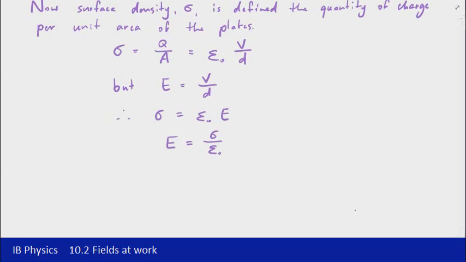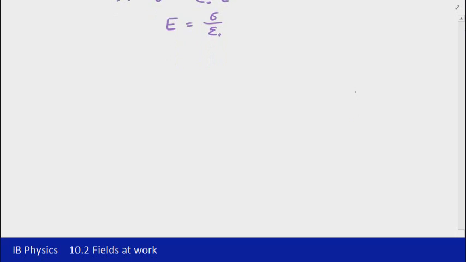So the useful thing here is that we now have a representation of the electric field strength that only depends on the surface charge density, not on the potential difference between them or any other factor. If we know the surface charge density, we can figure out the electric field strength between the plates.